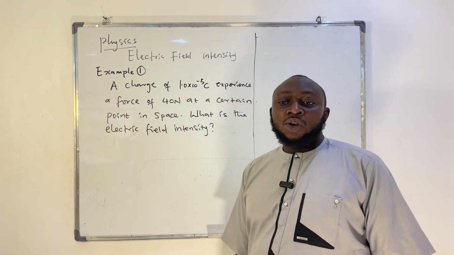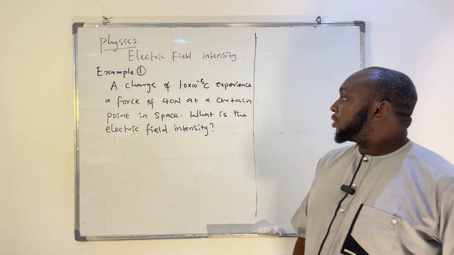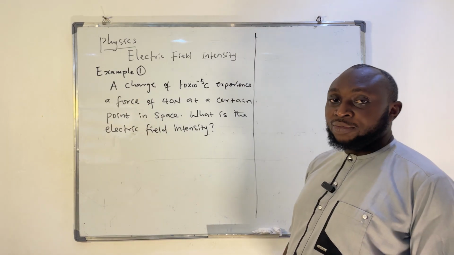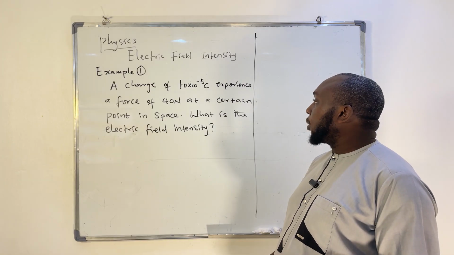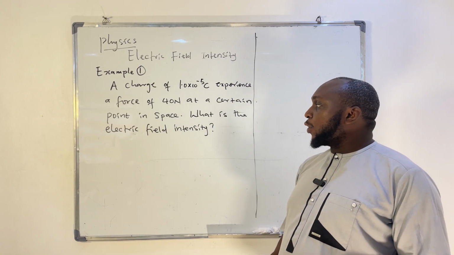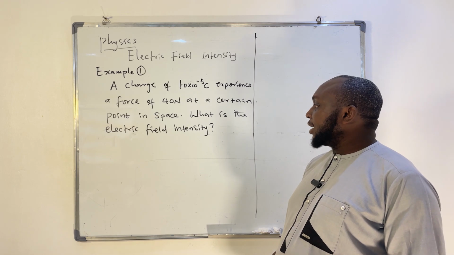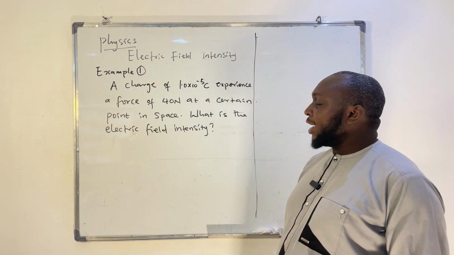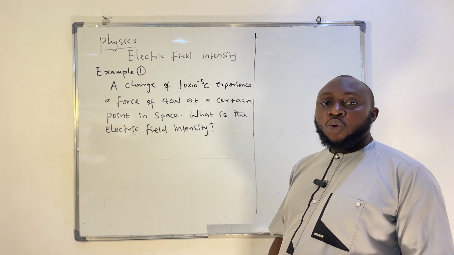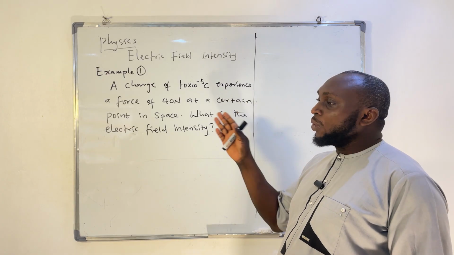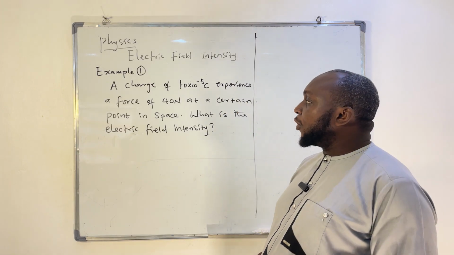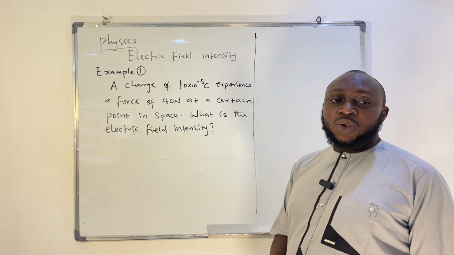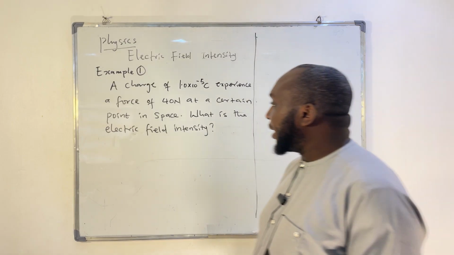Example 1, under electric field intensity. A charge of 1.0 times 10 to the power of minus 5 coulombs experiences a force of 40 Newton at a certain point in space. What is the electric field intensity? Like I said before, when you solve equations in physics, the first step is to highlight the necessary data. So let's highlight the data.